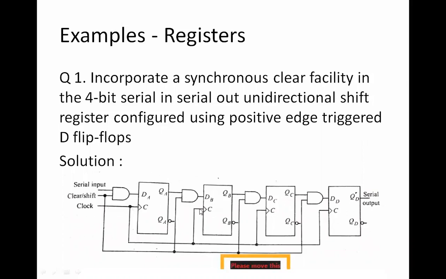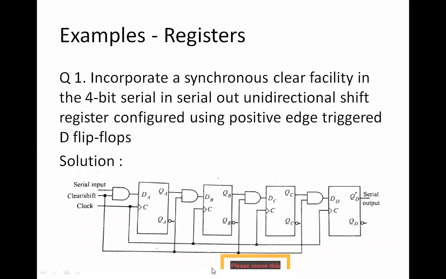We'll connect the clock to them. Clocks are connected to them, and then we will have these inputs, DA, DB, DC, DD. Now the reason why we are having this AND gate, as we have seen previously, is that if I give a 0, then whatever value your input is given is nullified. So if I give a 0, it is clear. If I give 1, then it is a shift.